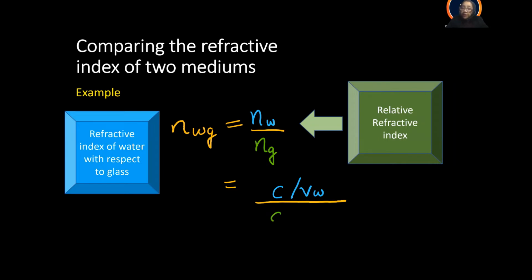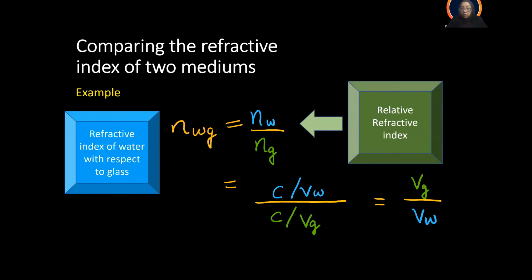And in the denominator, we can write C divided by V of G. V of G means the velocity of light in glass. Now, C will get cancelled out, and your answer will be velocity of light in glass divided by velocity of light in water.